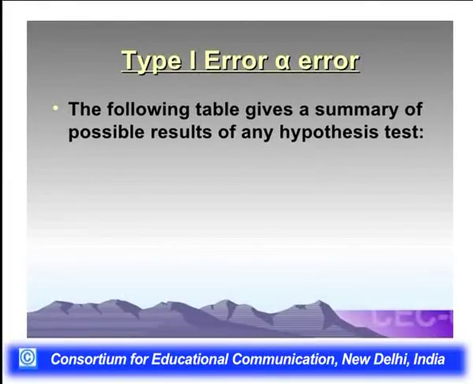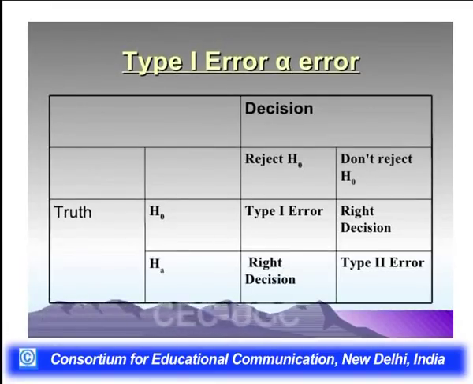The type 1 error is followed by a table which gives us a summary of the possible results of any hypothesis testing. So please give attention in this regard. On the left hand side we have the truth. In the middle we have the null and the alternative hypothesis, and in the last column we have the decisions. There are two types of decisions which have to be kept in mind. We have to reject the null or do not reject the null. There can be two assumptions and two results. Either we accept or we reject. If we reject, we do not reject.